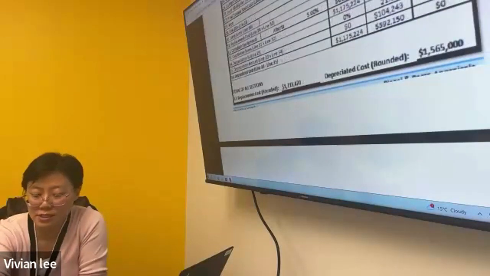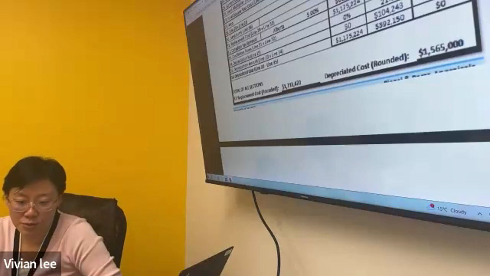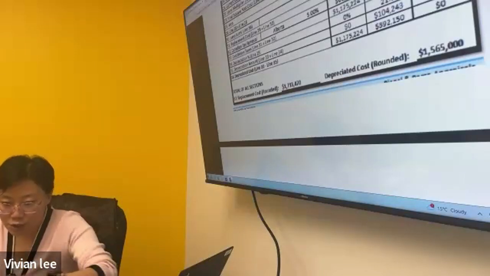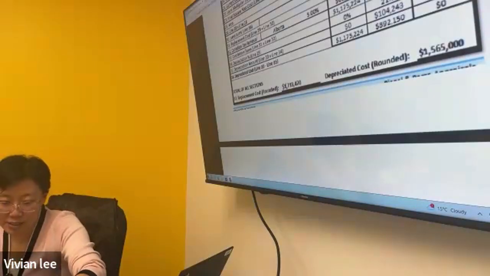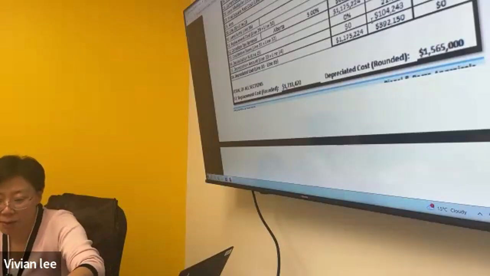This is because you calculate the replacement cost, which is this number here, the 1.2937. And this is for the old building, which is 496,000. So you add these two together, you get this number. And then you calculate the depreciated cost. So there's a depreciation amount as well.